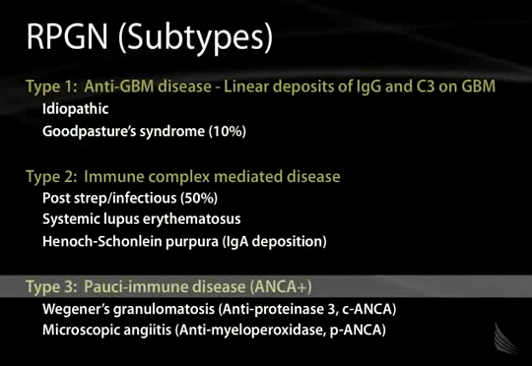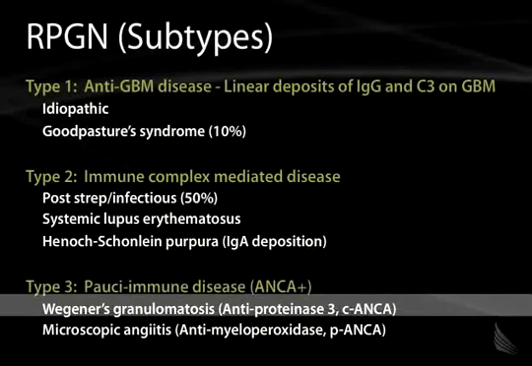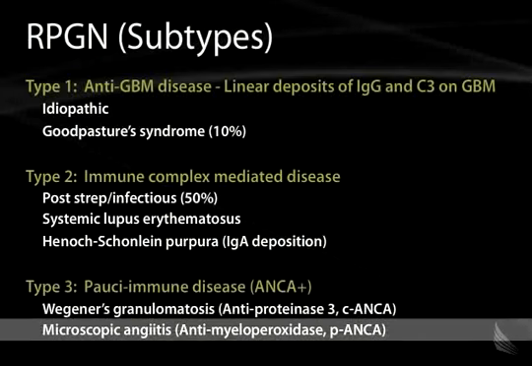A third type that we haven't talked about yet are what we call the pauci-immune diseases, and these are characterized by the presence of a particular type of antibody, which is an anti-neutrophil cytoplasmic antibody, or ANCA. And these are things like Wegener's granulomatosis and microscopic angiitis, which we'll describe again in a few minutes.